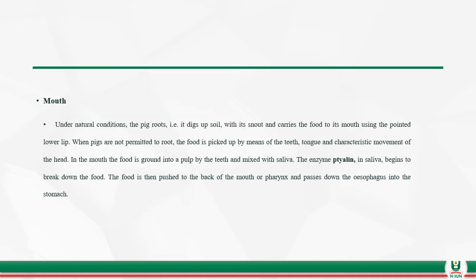The mouth. Under natural conditions, the pig roots, it digs up soil with its snout and carries the food to its mouth using the pointed lower lip. And of course, sometimes they're destructive to farm crops, and that's not too good for coexistence between man and these pigs.